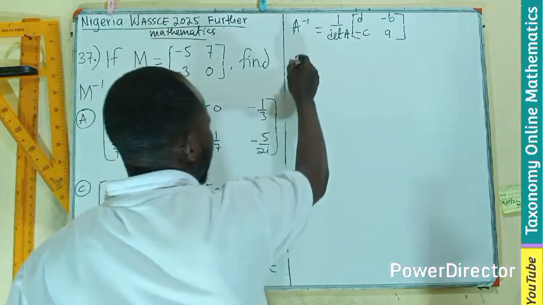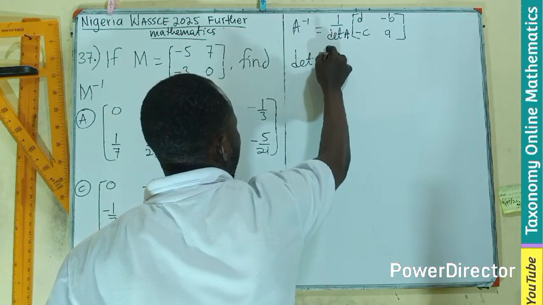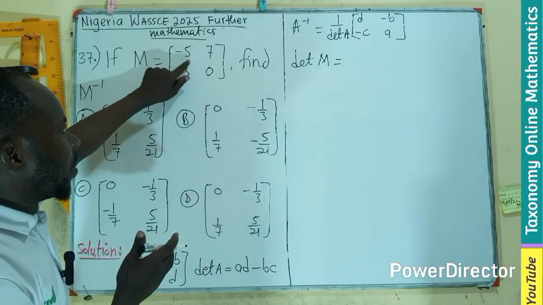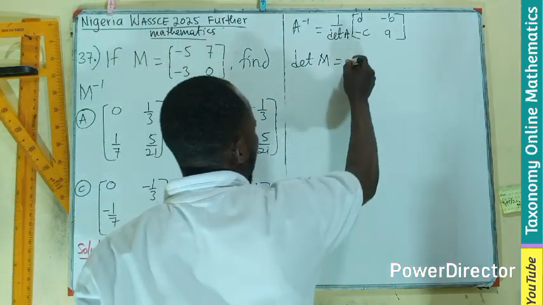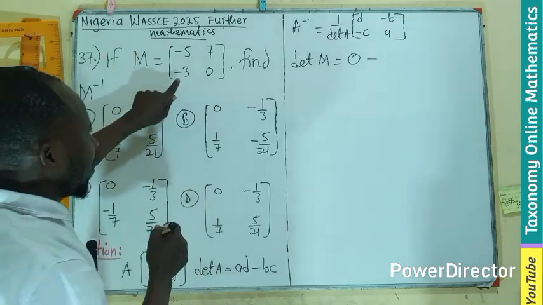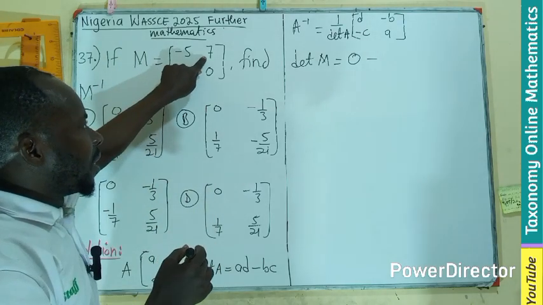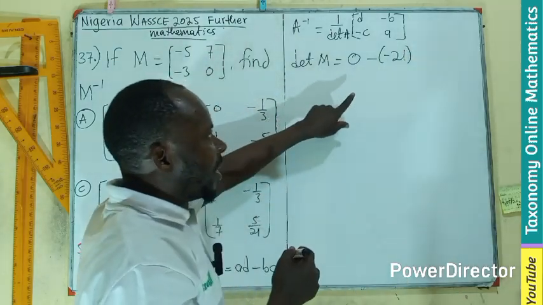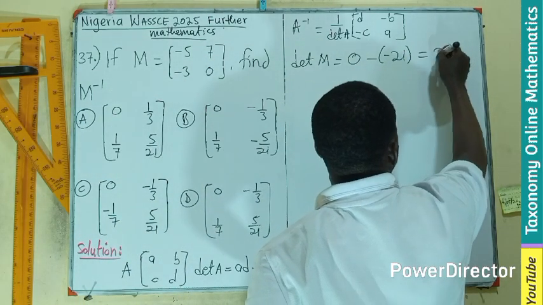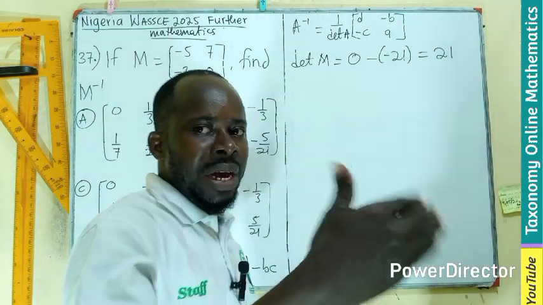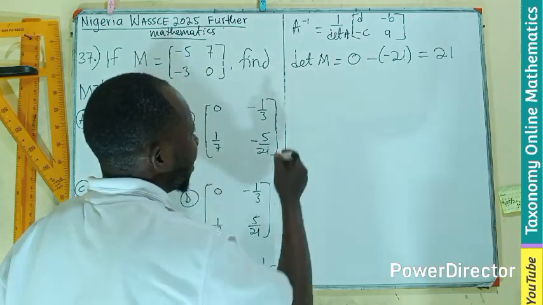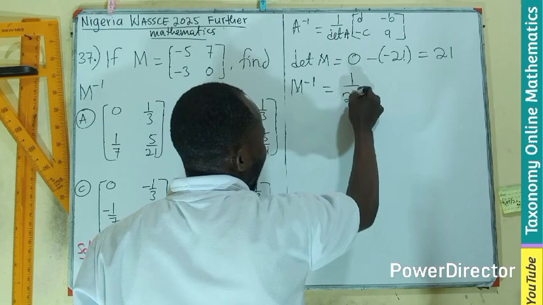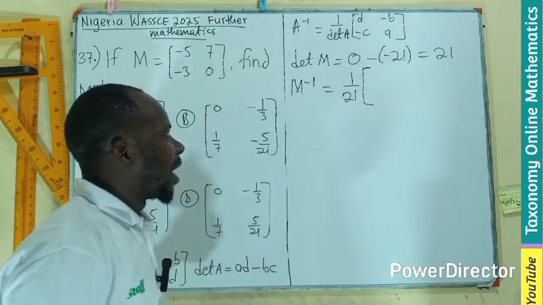So to find the determinant of M, which is what we are faced with, it means the leading diagonal 0 times negative 5 will be 0 minus negative 3 times 7, that will be a negative 21. So negative will give you a positive 21. So determinant is known. Then the inverse is just 1 over the determinant multiplied by the adjoint.